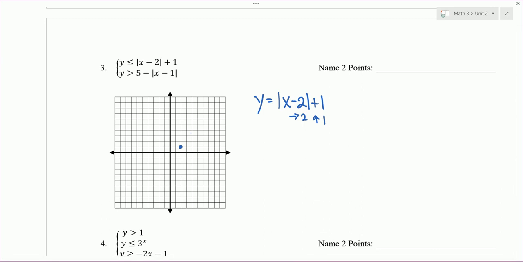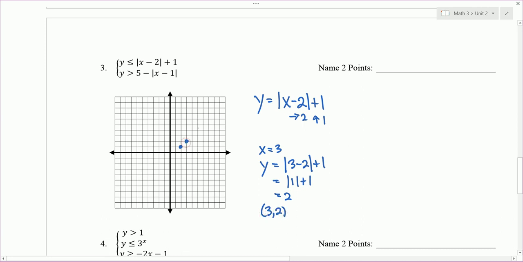And then let's get another point. Maybe plug in x equals 3. And we get y is the absolute value of 3 minus 2 plus 1, which ends up getting you 2. So we plugged in a 3, got 2, plot that point at (3, 2). That's the right side of your V shape.